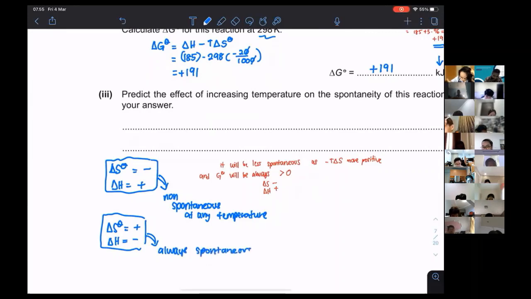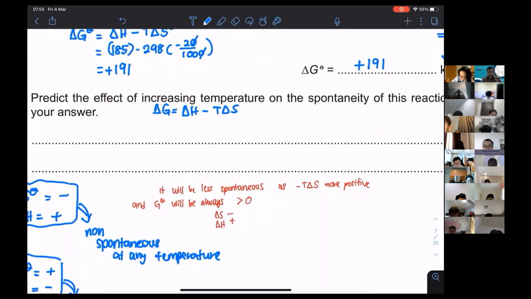This is what we have learned. I think they are too focused on using the equation, which is delta G equals delta H minus T delta S. So they want you to use this.